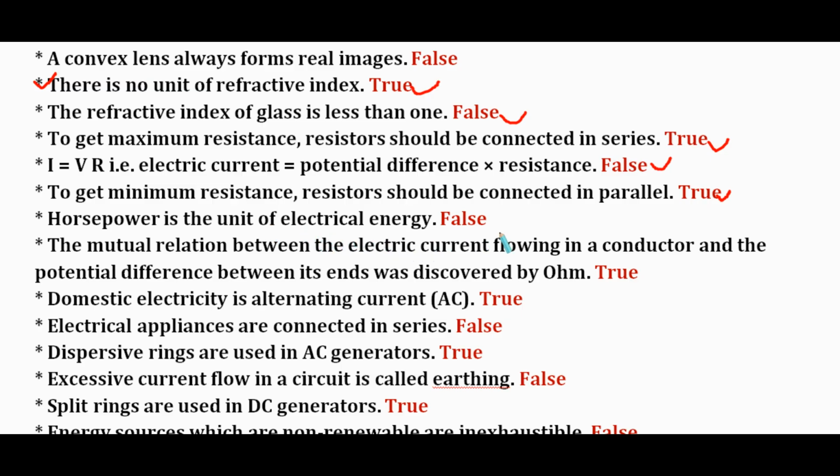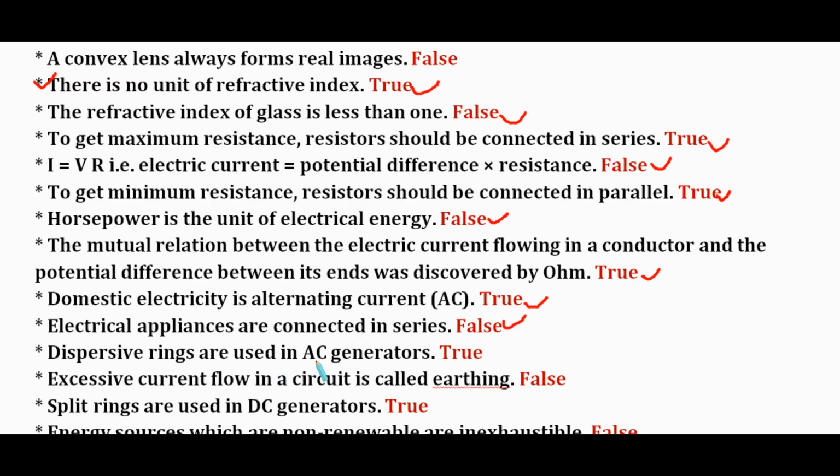True. Horsepower is the unit of electrical energy. False. The mutual relation between the electric current flowing in a conductor and the potential difference between the ends of the conductor was discovered by Ohm. True. Domestic electricity is alternating current, AC. True. Electrical appliances are connected in series.